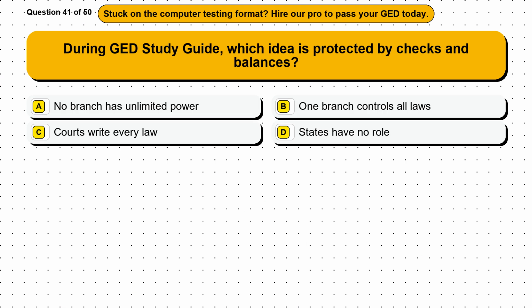Question 41. During GED Study Guide, which idea is protected by checks and balances? Option A. No branch has unlimited power. Option B. One branch controls all laws. Option C, courts write every law. Option D, states have no role.